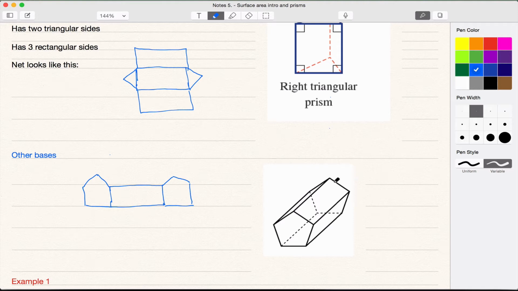Two pentagons, which will be the front and the back face. And the rectangles will be 5 to make up the 5 sides of the pentagon. Just checking, I've got 5 sides on my pentagon.